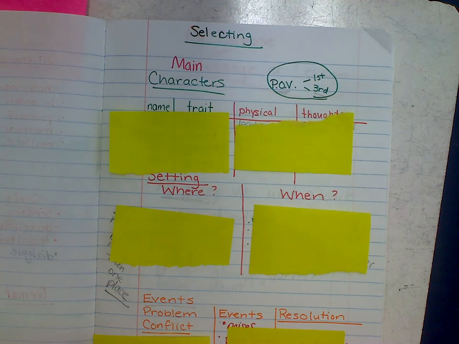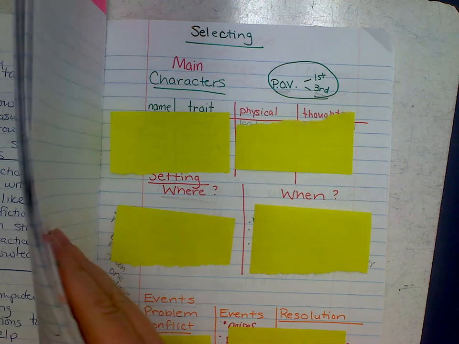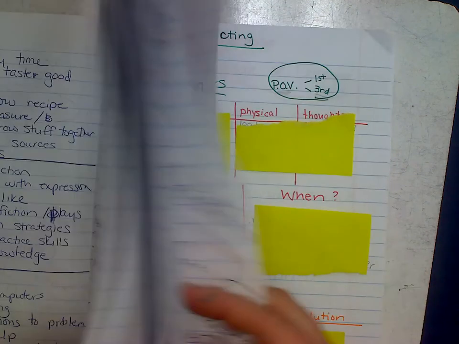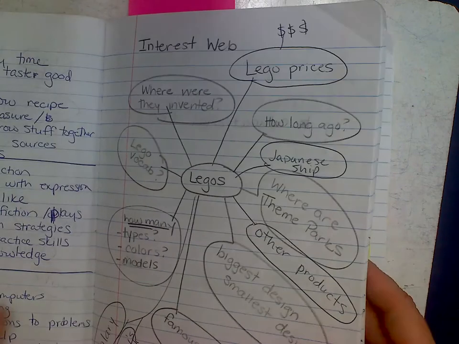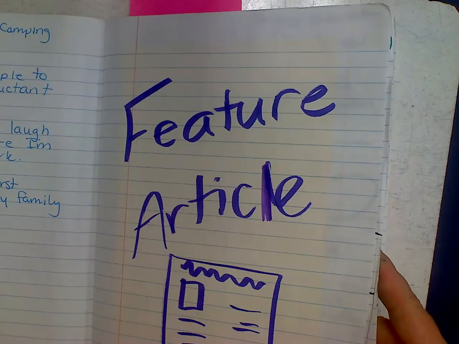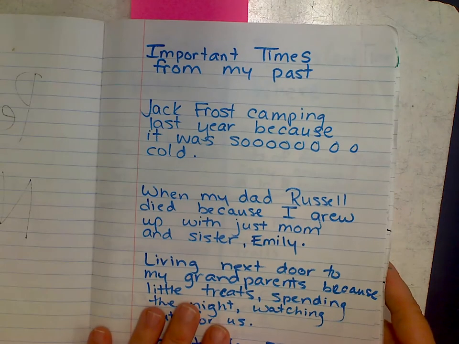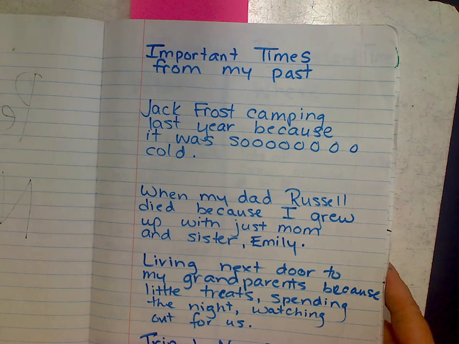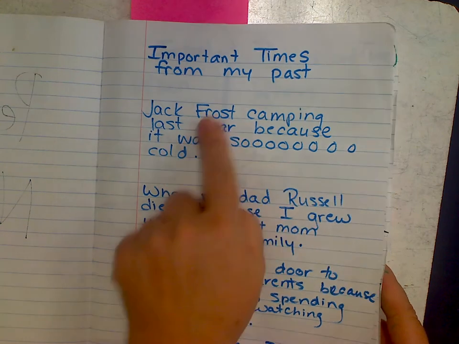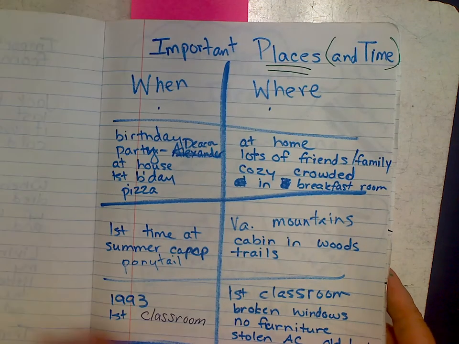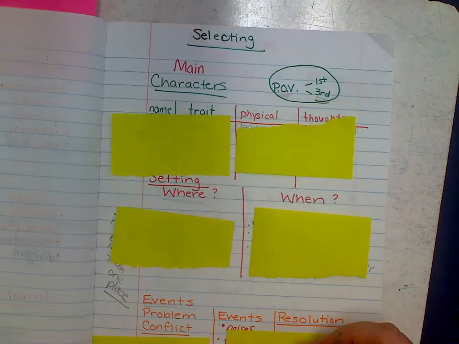So the story I selected came from, let's find the page. Okay, so my story is coming from some of the things that I wrote about last week when I was doing my generating. So I picked this Jack Frost camping. It came up a couple times in my story, and I thought that was a good one for me to do.